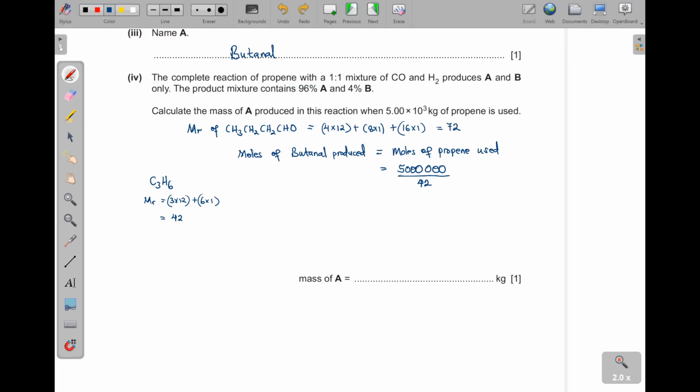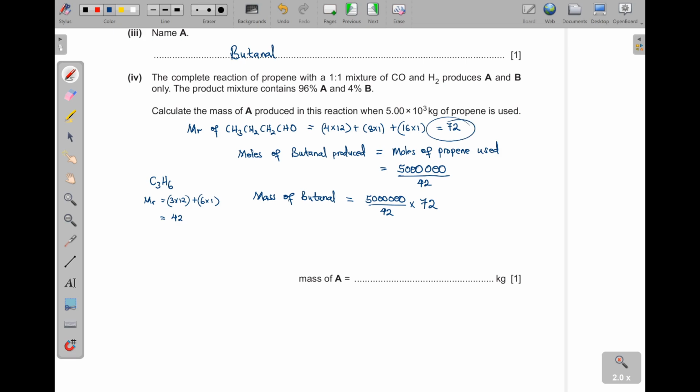Then from there, those moles that we have gotten, we can now find the mass. So the mass of butanal is going to be equal to the moles that we have gotten here times the molar mass. Okay, so times 72.